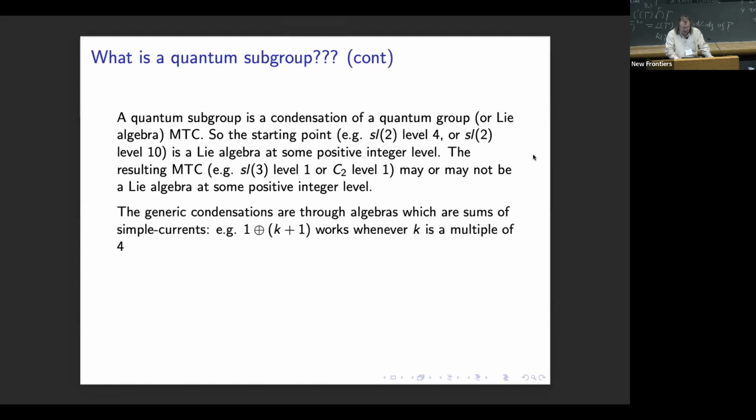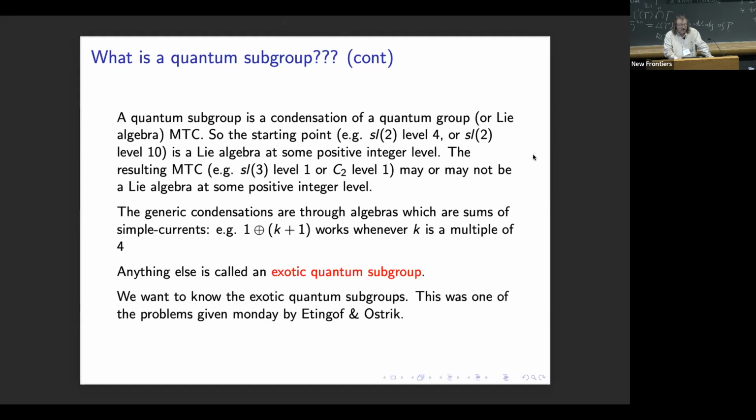Okay, and so the generic or boring condensations are through algebras that are sums of simple currents, just like the SL2 at level 4 example. So for example, for SL2, 1 plus k plus 1 will always work, at least when k is a multiple of 4. So those are the ones that we're not interested in. We completely understand them. And so anything else is an exotic quantum subgroup. So we want to know about the exotic quantum subgroups of these things.